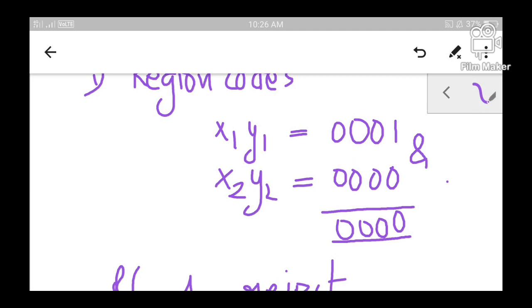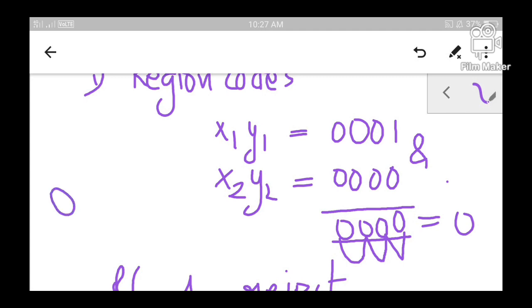After the AND operation, we need to perform a bitwise OR operation. That means the first bit will be ORed with the second bit. The result is 0. 0 or 0 will give you 0. Again, the result will be ORed with the third bit, that is, the result was 0. 0 or 0 will again give you 0. Again the result will be ORed with the last bit, and the final ORed result will be 0.